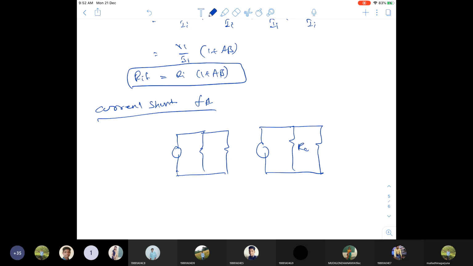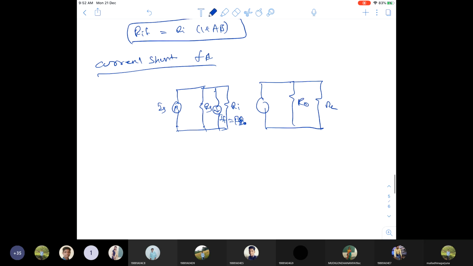So this is R0, RL, RS, IS. Now where should the feedback path be connected? Since the input is shunt, we connect the feedback in parallel here. This is IF, and IF is equal to beta times I0. If the input were series, we would connect it in series.